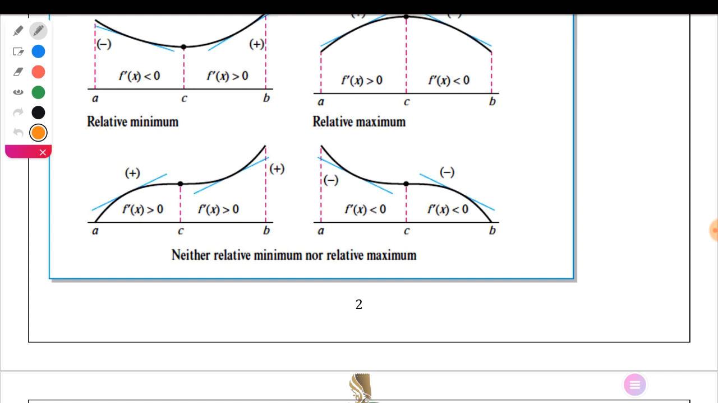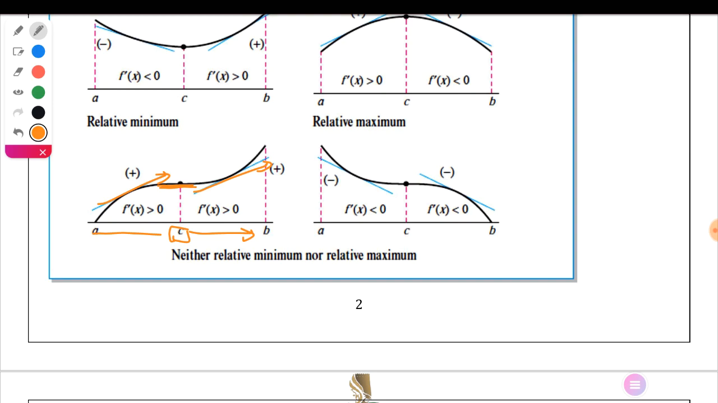I'll show you here. If you have a critical number here, as you know, we have a horizontal tangent. The behavior of the function for all values of x less than c is increasing. And for all values of x greater than c, the function is increasing. Since the behavior of the function does not change around the critical number, in this case the function has neither a relative minimum nor a relative maximum.